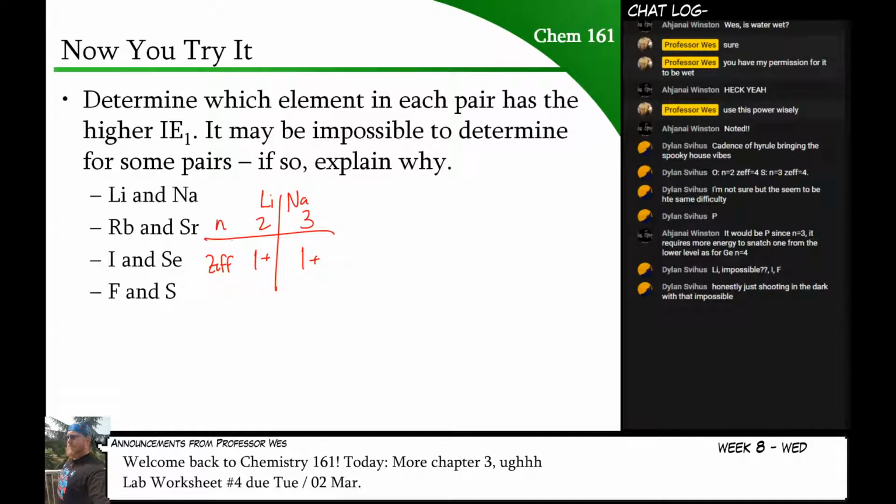So if we have a tie, not going to help us. So now I got to look at N. Which N represents higher ionization energy? And that's the N where the electron is closer to the nucleus. So that's this one. So lithium is the higher ionization energy because its electrons are closer to the nucleus than sodium's are. And the force to pull them away from the nucleus that you resist is the same.